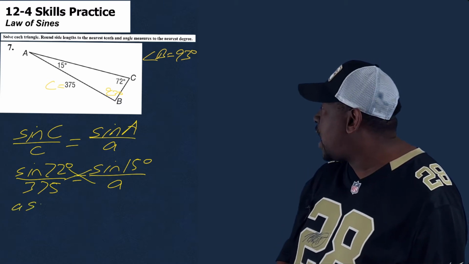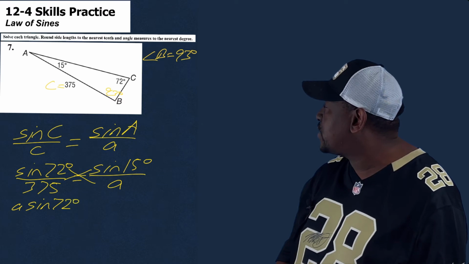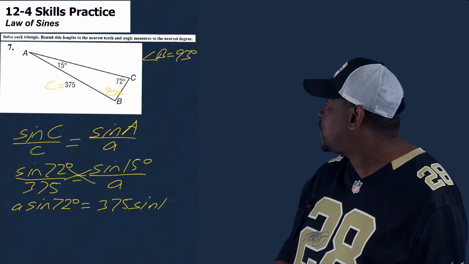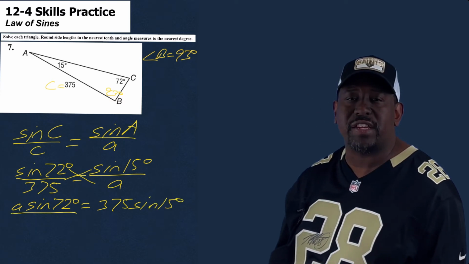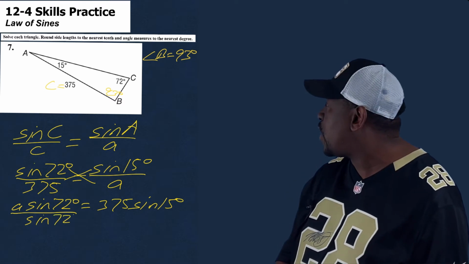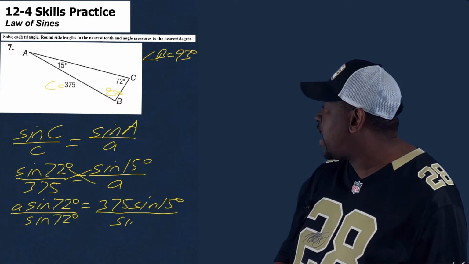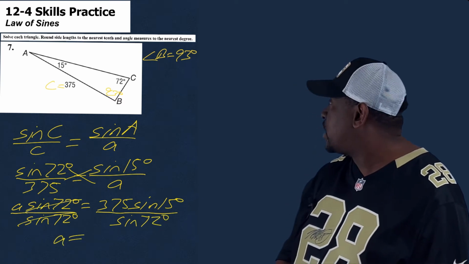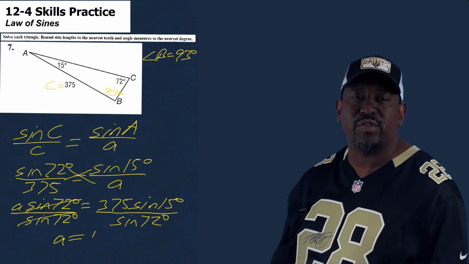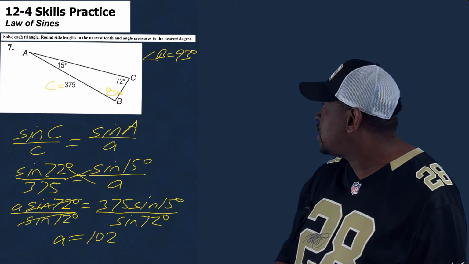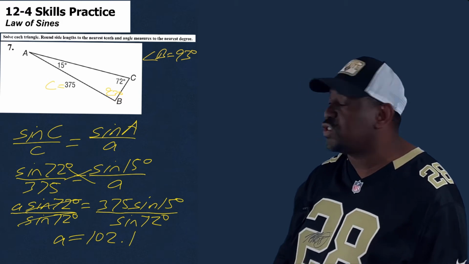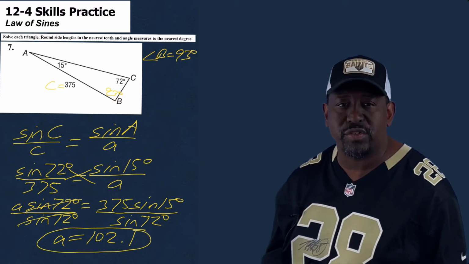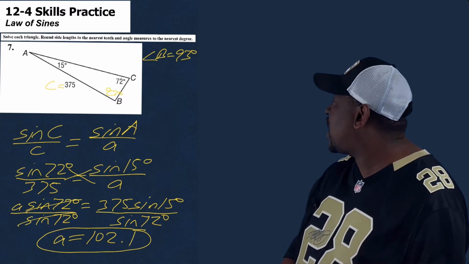So I'm gonna cross multiply. We get A times sine of 72 degrees equal to 375 times sine of 15 degrees. We divide both sides by sine 72 degrees to solve for A, and then we get a calculator out, and we will simplify 375 times sine of 15 degrees divided by sine of 72 degrees, and that will give us the value of A. We will round that to the nearest tenth, and that will equal 102.1. And since the units are not given, we can put 102.1, and that's the length of side A.